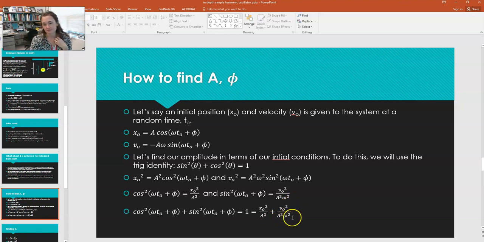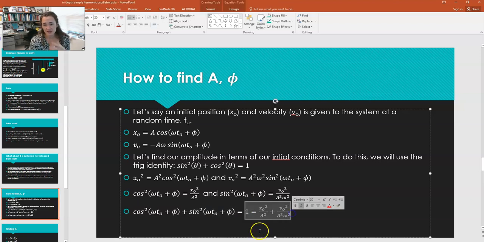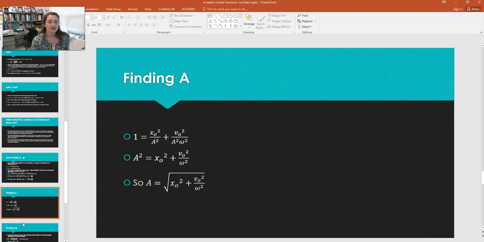Now you can see right away that I've got everything with A in it as a function of my initial conditions and my angular frequency, and that's what I want. So now I can solve for A pretty easily. I've got 1 is equal to x naught squared over A squared plus v naught squared over A squared omega squared. I can multiply everything through by A squared, and I have A squared is equal to x naught squared plus v naught squared over omega squared. Take the square root, and I'm done. A is equal to the square root of x naught squared plus v naught squared over omega squared.